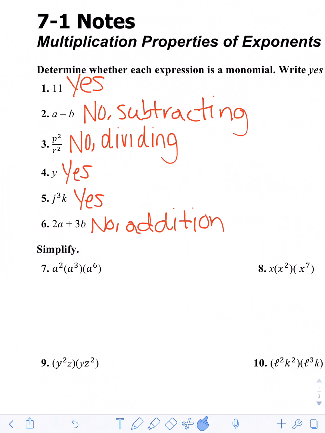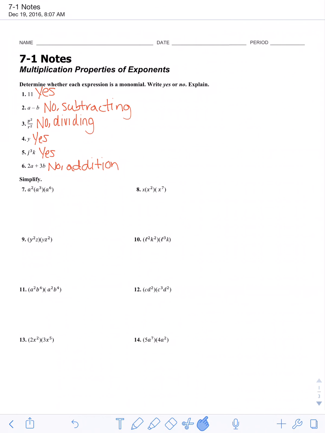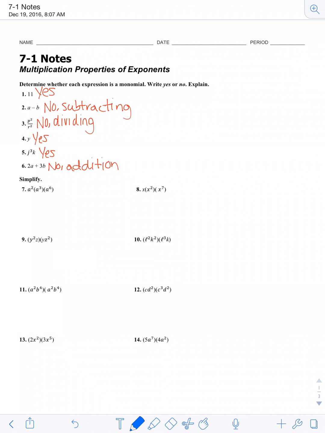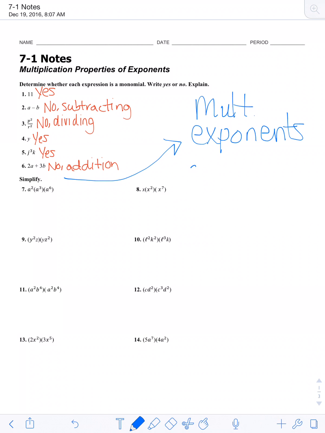All right. Now what we're going to do is we're going to simplify these. I want you to write this down. These problems right here, whenever you are multiplying, so make a note over here, when you are multiplying exponents are added.